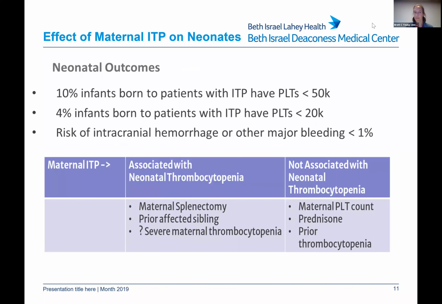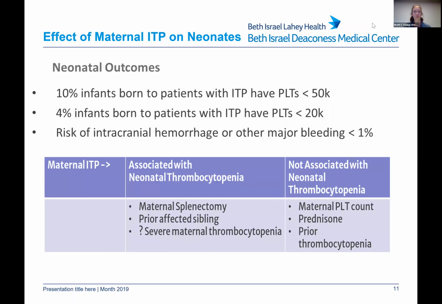neonatal thrombocytopenia. But we do know that maternal ITP can have a risk on neonates, so let's dive a little bit deeper into that. When we think about neonatal outcomes, the vast majority of neonates have uncomplicated outcomes in the setting of maternal ITP. However, 10% of infants born to patients who have ITP will have platelet counts under 50,000. 4% will have platelets under 20,000. Fortunately, despite that, the risk of intracranial hemorrhage or other major bleeding is thought to be less than 1%.